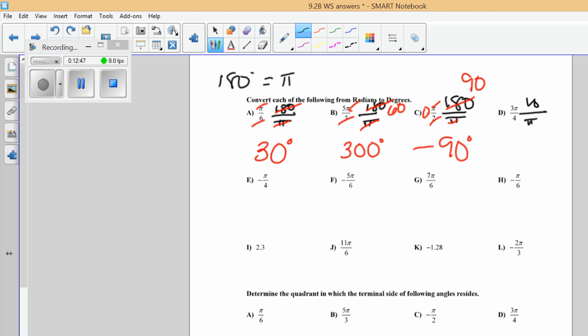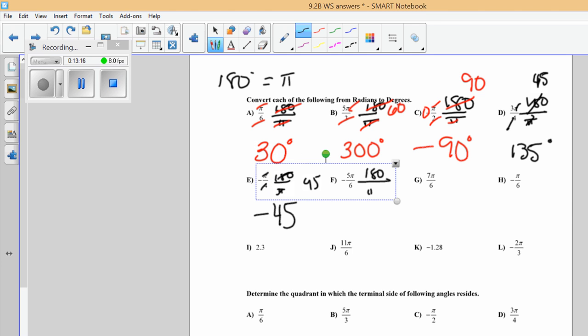Pi on the bottom, 180 on the top. Pi's cancel. 4 goes into 180 45 times. And remember we just did this. What was 3 45s? That was 135 degrees. Okay, we're just going to keep going. It's 180, it's pi, pi's cancel. That's 45, so it's negative 45.